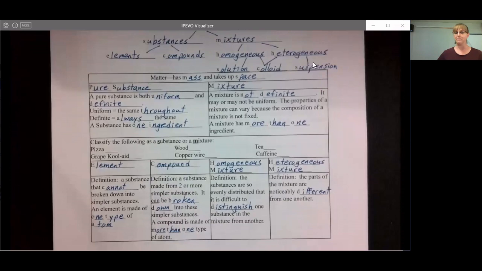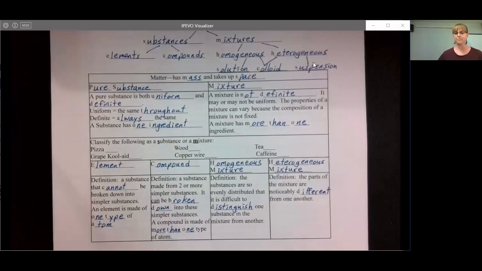On the other hand, a mixture is not definite. It may or may not be uniform. So the properties of a mixture can vary, can change, because the composition of a mixture, what it's composed of, what it's made of, is not fixed. Mixtures can have different amounts of stuff. A mixture has more than one ingredient.